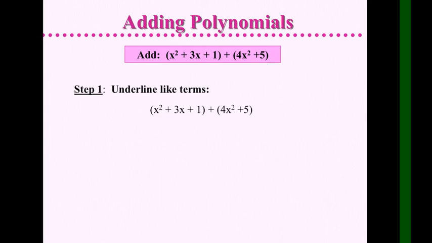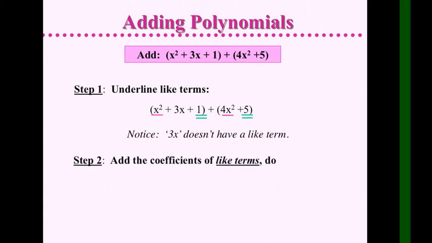So, we have x squared plus 3x plus 1 and 4x squared plus 5. So, yung like terms dito is x squared tsaka 4x squared. Si 3x may kamukha ba sa kabila? Wala. Si 1, meron bang kamukhang constant sa kabila? Yes, and that is 1 and 5. Tama? So ngayon, notice that 3x doesn't have a like term. Step 2, add the coefficients of the like terms. Do not change the powers of the variables. So we have the following.